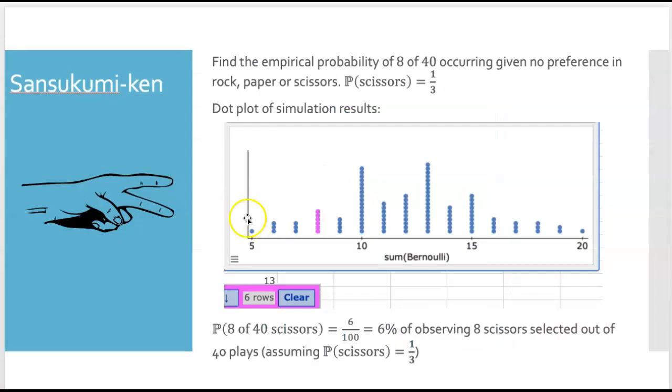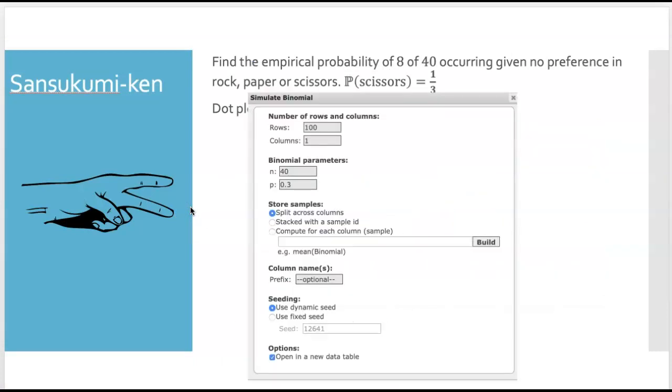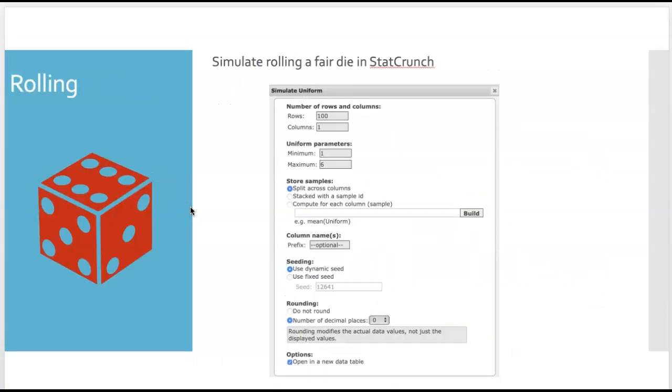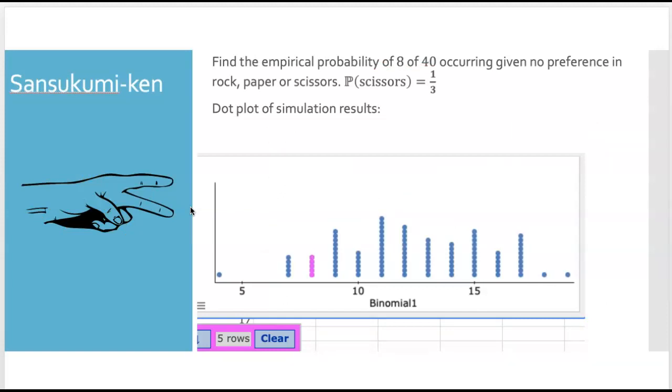I just want to give you that. These slides on probability are on Canvas. Just a reminder of how we do the simulations, a very powerful tool here.